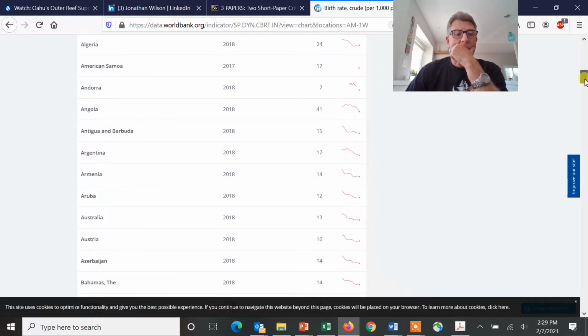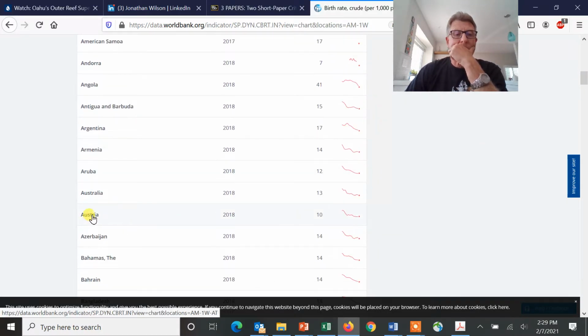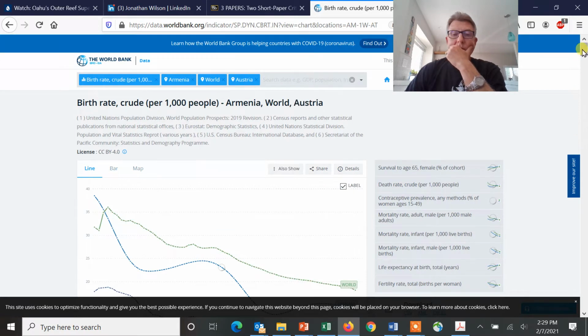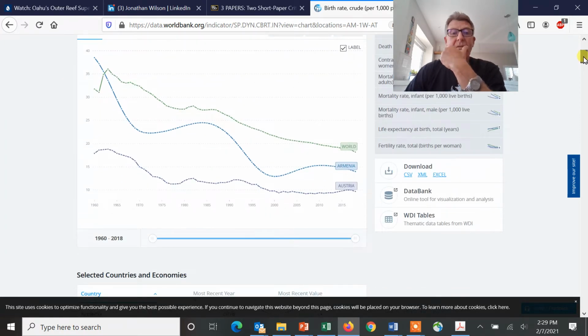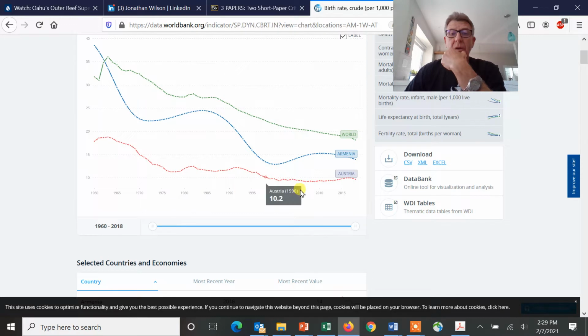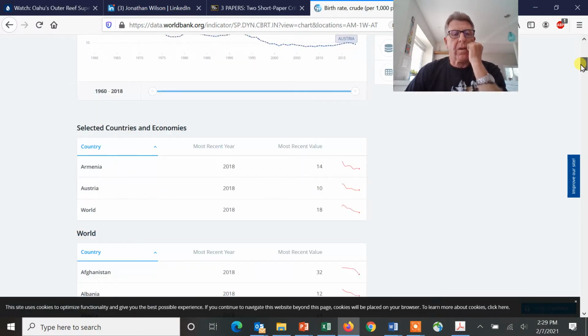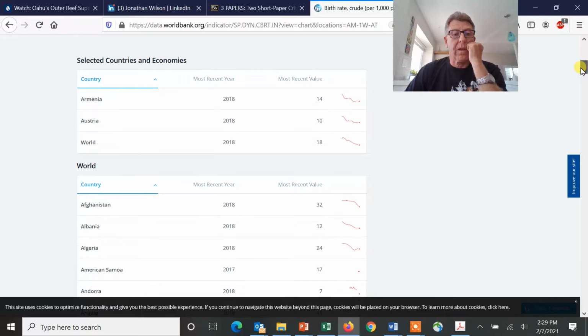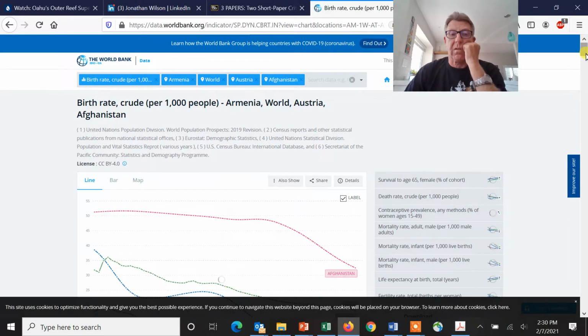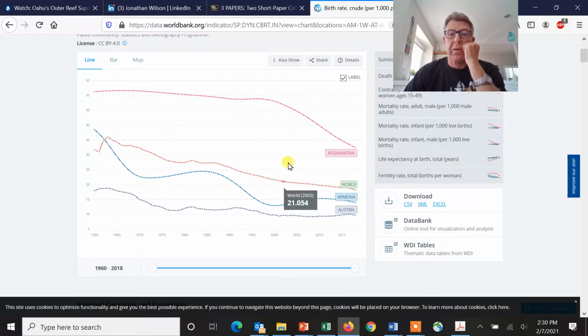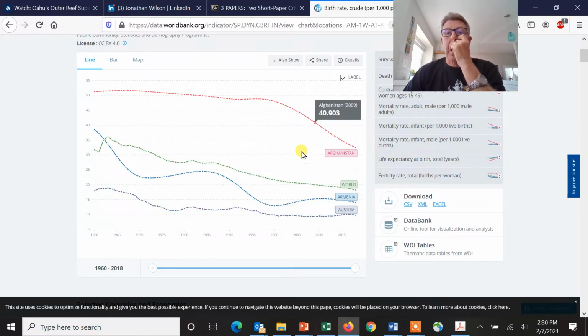We now have, how about Austria? And now you see how things are starting to filter out when we look at these trends over the last 50 years. So Armenia, Austria, world. Austria has slowed down their birth rate. And then we can look at a country that's still very developing and in transition, and you can now see the comparisons we have here. So that would be my developing country.